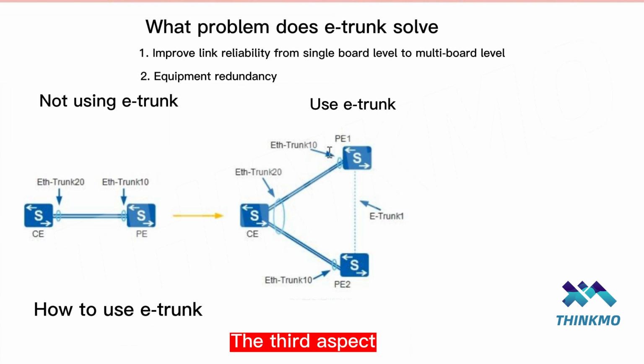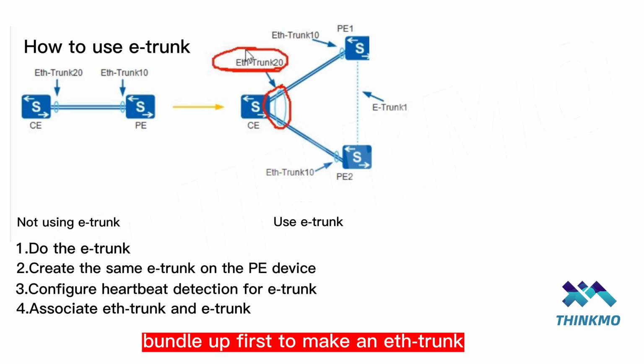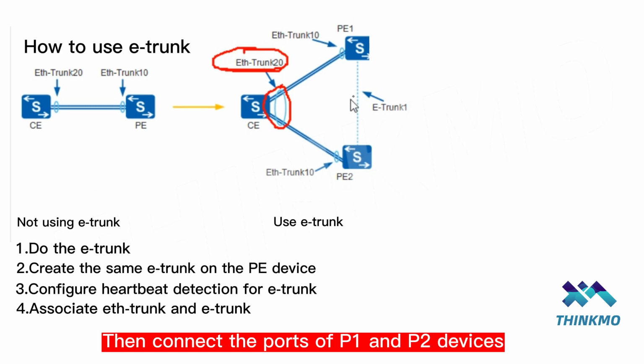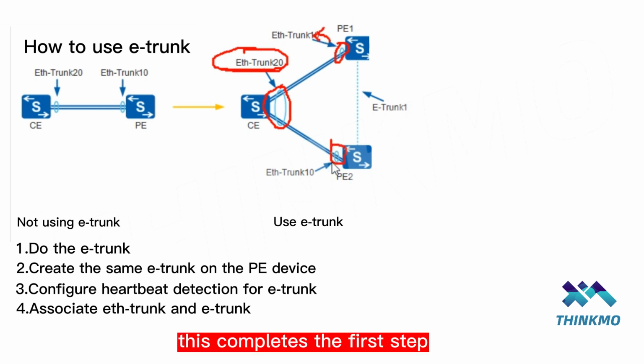The third aspect: how we use E-trunk. We need to pay attention to the following aspects. First, for the CE, we need to bundle the 4 lines up first to make an Eth-trunk. For example, in this picture, we created Eth-trunk 20, then join these 4 ports to Eth-trunk 20. Then the ports of the P1 and P2 devices are added to Eth-trunk 10. The same on the other side. This completes the first step.